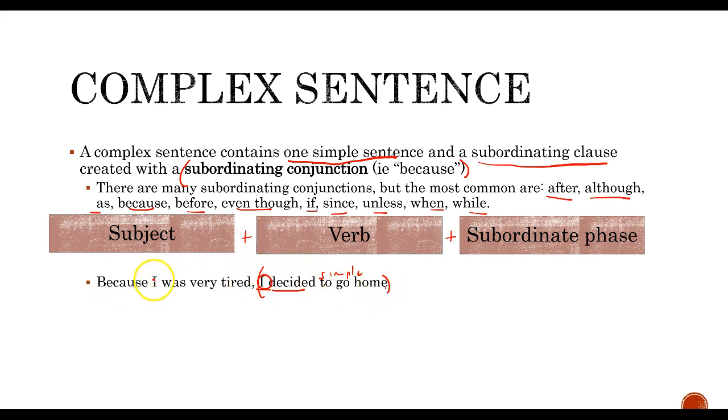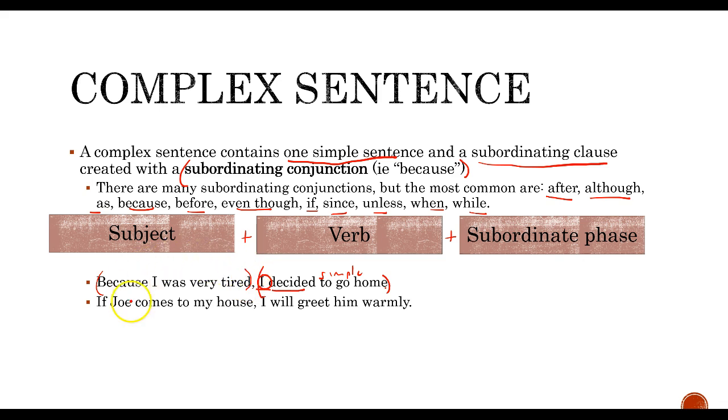This right here, "Because I was very tired," is not a complete sentence, although "I was very tired" is a complete sentence. Since we put the word because in here, it makes it subordinate on something else. "Because I was very tired," and you have to finish the thought, "I decided to go home." So that's the complex sentence. It has a subordinating phrase and a complete thought, or a complete simple sentence. "Because I was very tired, comma, I decided to go home."